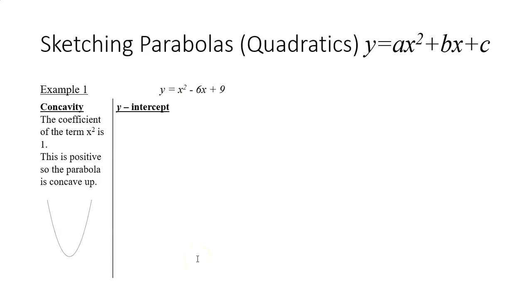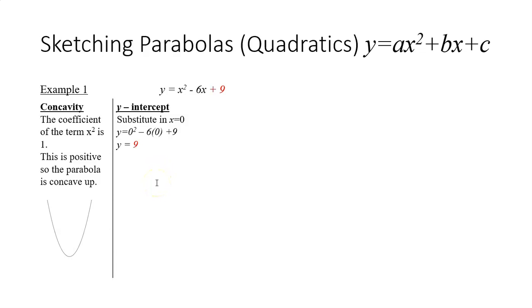The second thing we want to know is the y-intercept. So we want to know where the parabola cuts the y-axis. So if it's shaped like this, it's going to cut the y-axis somewhere. So to do that, we need to substitute into this equation x equals 0. So wherever x is, we'll replace it with 0. So we're going to have y equals 0 squared minus 6 lots of 0 plus 9. And if you're not confident, you can use a calculator and you'll find that y equals 9.